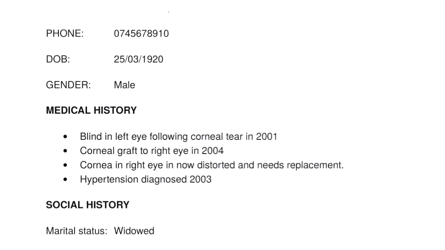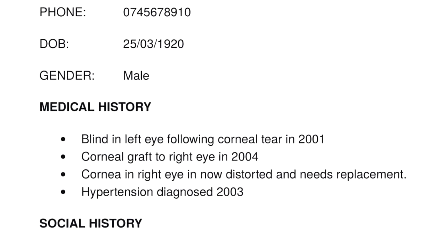Read along. Medical history. Blind in left eye following corneal tear in 2001, corneal graft to right eye in 2004, cornea in right eye is now distorted and needs replacement, hypertension diagnosed 2003. Think, you are writing to a nurse for overnight care. If the patient has no vision in his left eye, of course the nurse who is looking after him should be aware of it, right? So that makes it a relevant point.